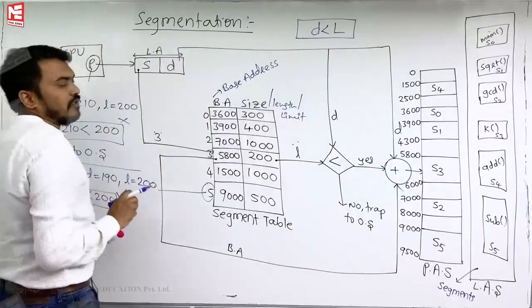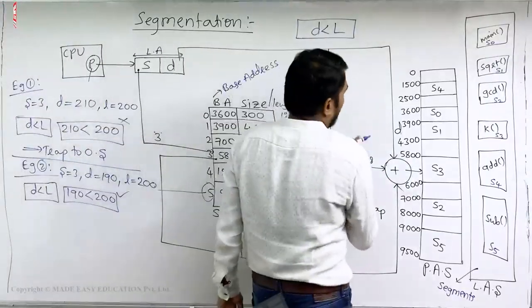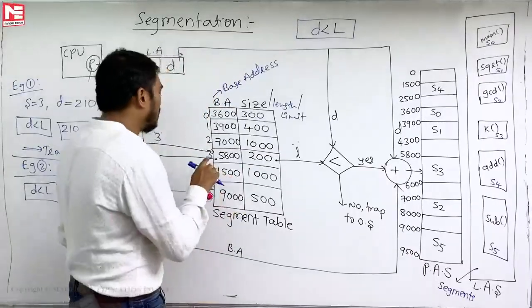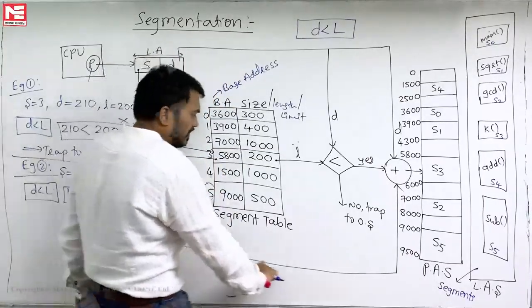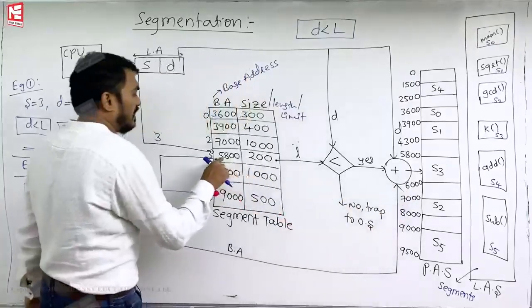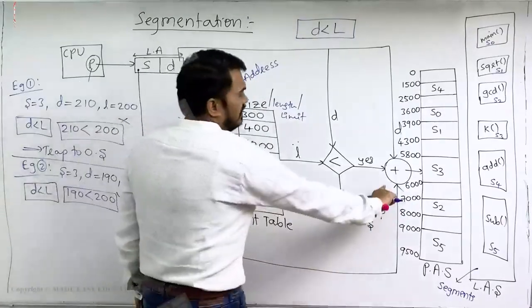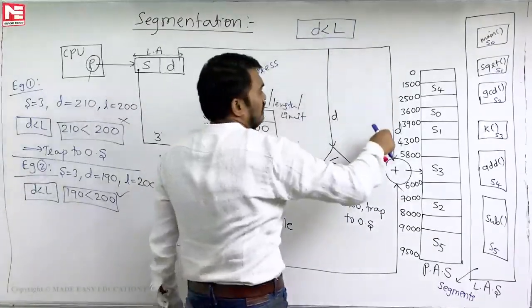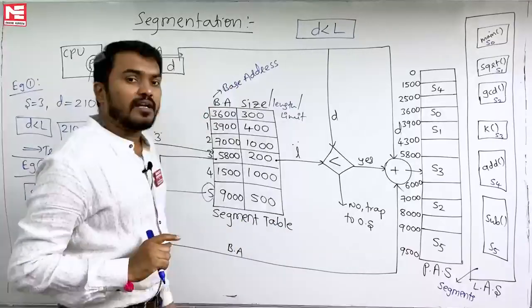If it is yes, then what are we going to do here? We are going to take the base address of the corresponding segment, and that will be added along with the offset value.